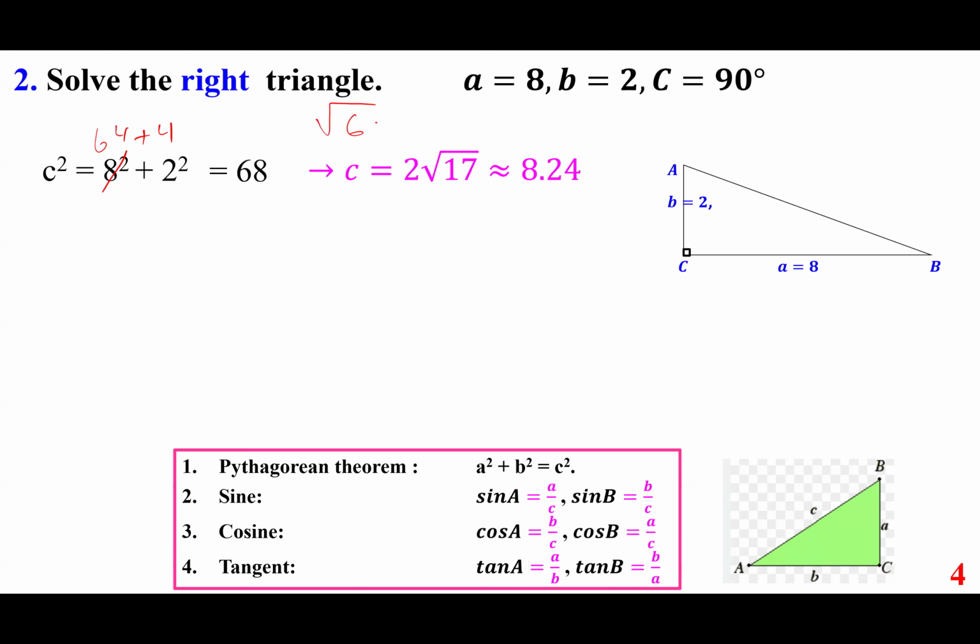Square root of 68 is 4 times 17. 4 comes out as 2. That's the precise answer, and roughly 8.24.